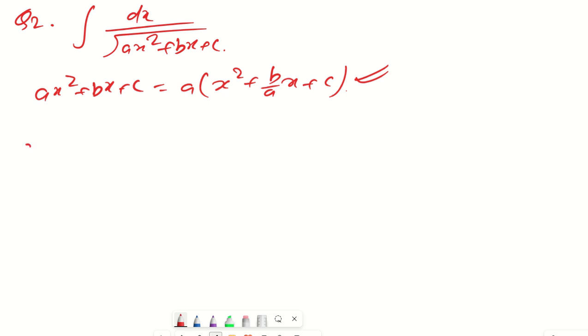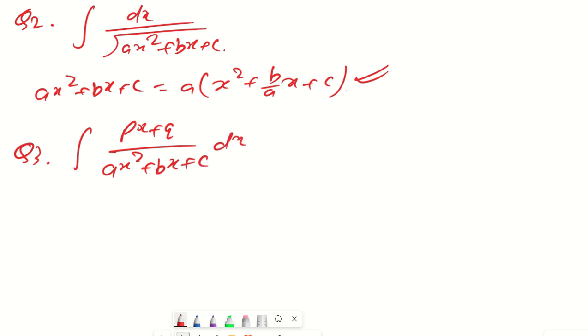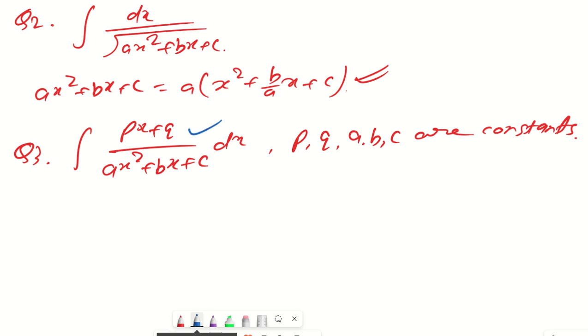Let's take another question. Question number 3, it will be of the form, let us say, integration of px plus q by ax square plus bx plus c dx. So in this kind of formula, one of the things that you have to understand is all these p, q, a, b, c are constants. So let me write it for you so that you can understand. p, q, a, b, c are constants. Understood? So how to solve this kind of question is, our aim is to replace this px plus q in terms of differentiation of the denominator.